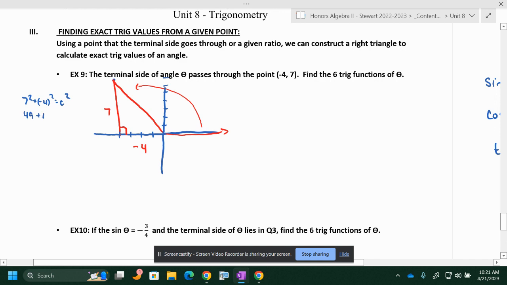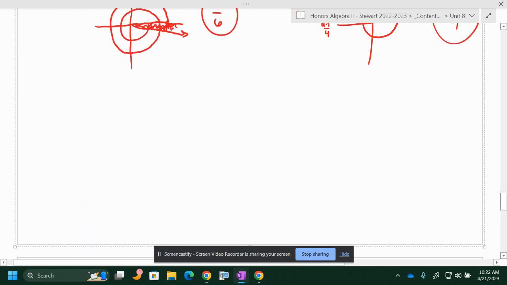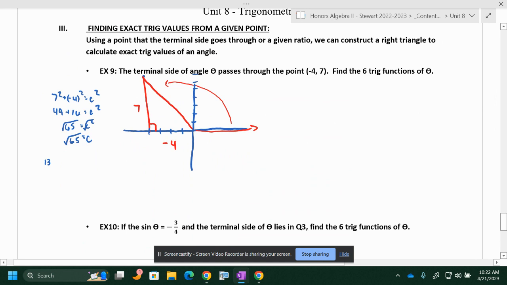49 plus 16 equals c squared. Do some math off to the side here. 49 plus 16, 65, c squared. Then the square root. So c is going to be equal to the square root of 65. It'll only be positive because we are talking about distance. 65, by the way, just some of you might be wondering, that's 13 times 5, which won't break down. So square root of 65.